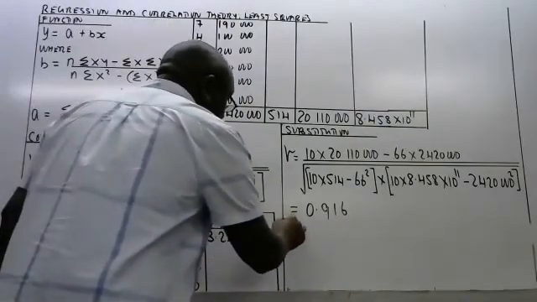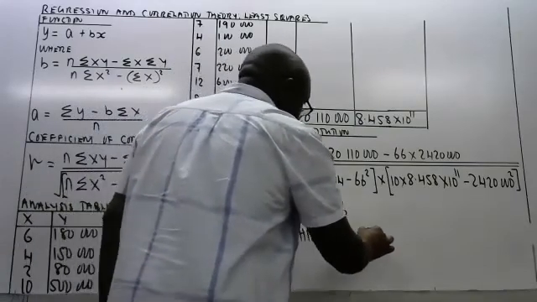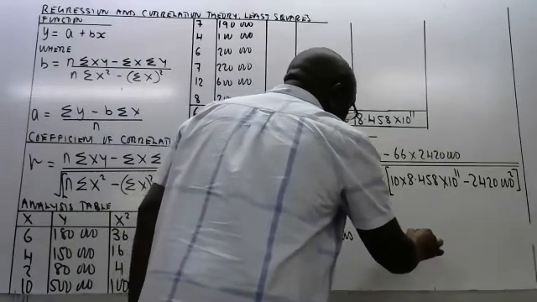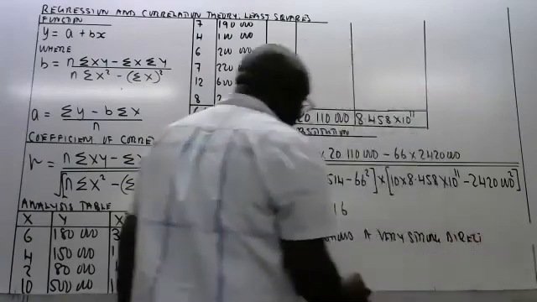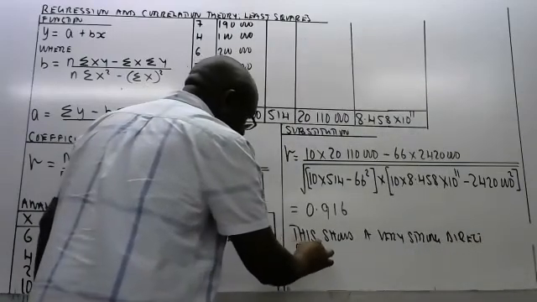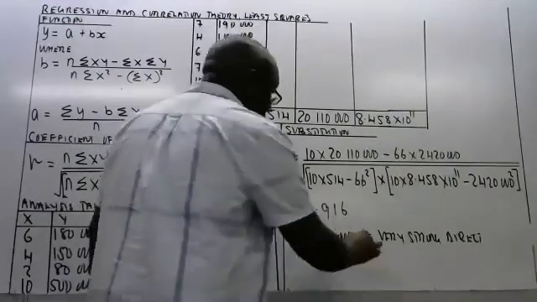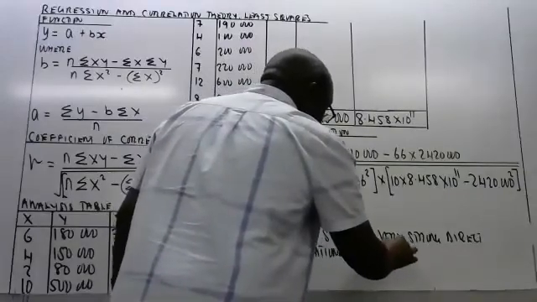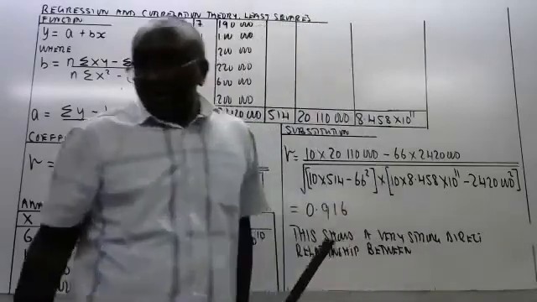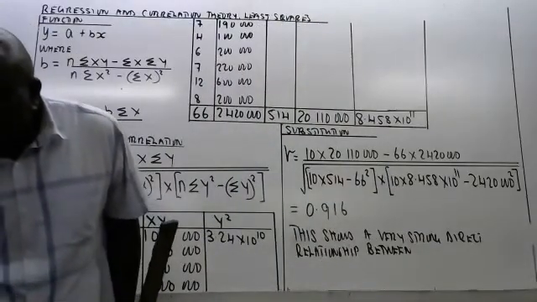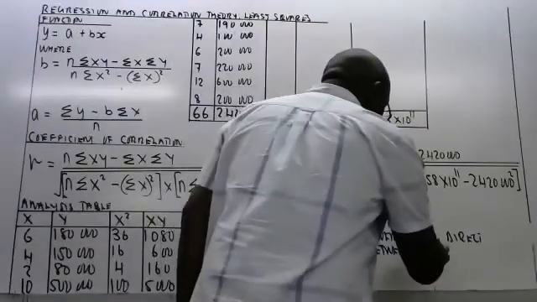So the meaning of this is that this shows a very strong direct relationship. A very strong direct relationship between experience and mean monthly sales.